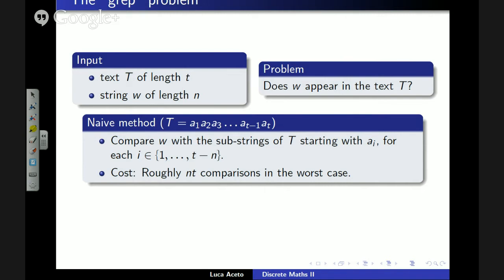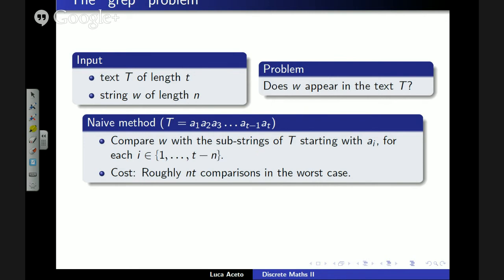Now, how much does it cost? I mean, you're computer scientists. Computer scientists are always concerned with the efficiency of these algorithms. Well, roughly, we do n times t comparisons between characters. The official count is n times t minus n squared, but n squared is actually much smaller than n times t, because n is much, much smaller than t.